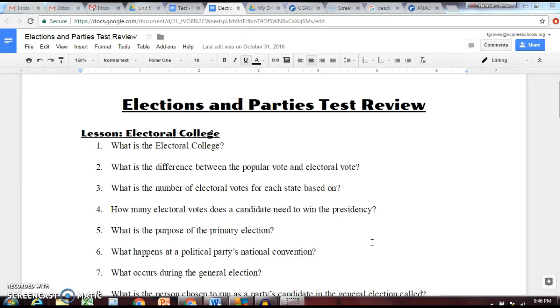So let's start with our very first lesson in this unit, back with the Electoral College. For number one, a pretty basic question here. Just remember, what is the Electoral College? The Electoral College is basically the vote that is used to determine who is going to win presidential elections. You have two different types of votes. So if you go down to number two, what is the difference between the popular vote and the electoral vote?